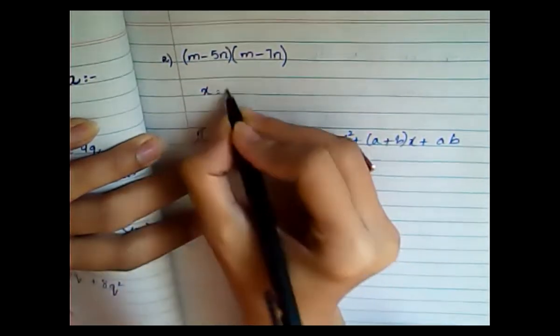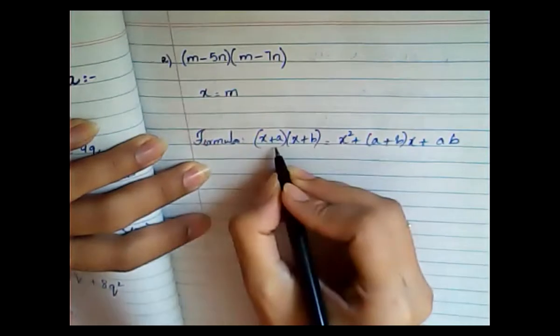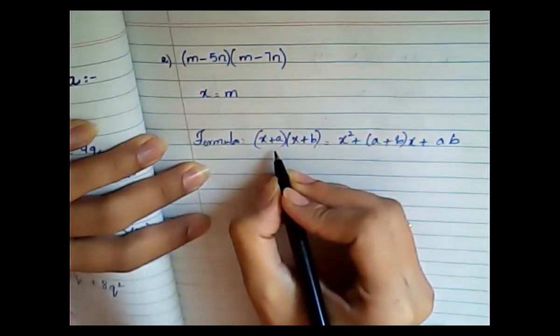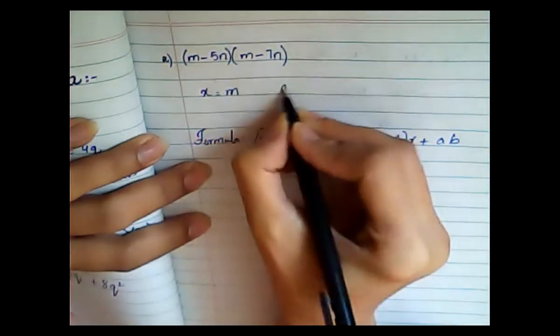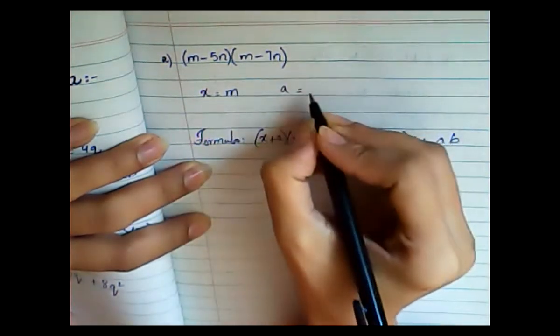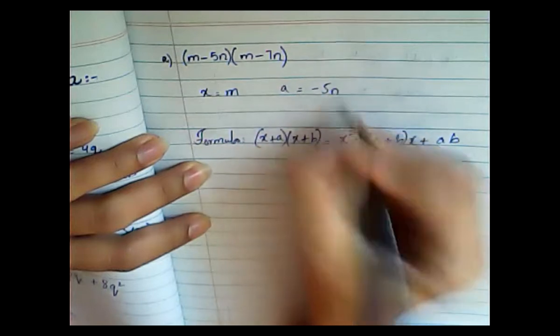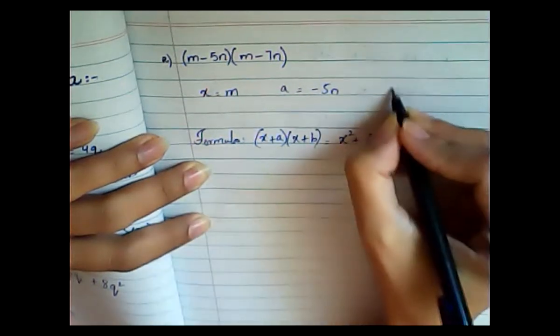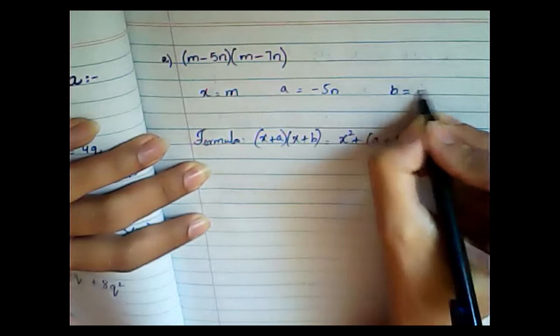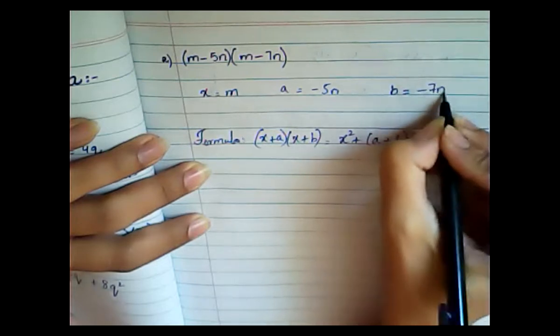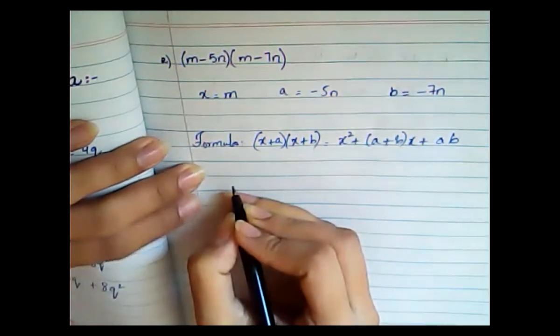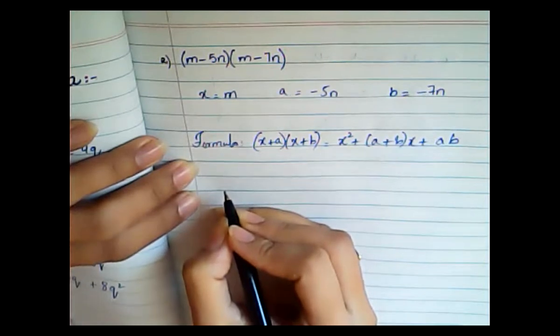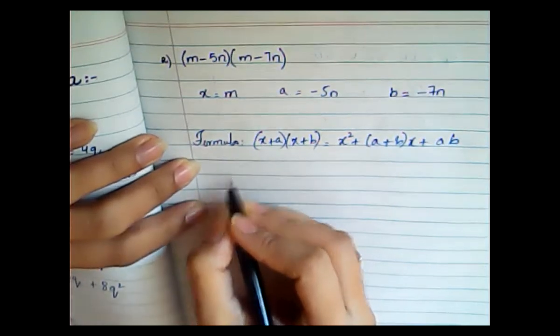Very good. X value is m. What is the value of a? Value of a, very good. Minus 5n, not 5n. Value of a is minus 5n. Value of b is minus 7n. Excellent, both of you.